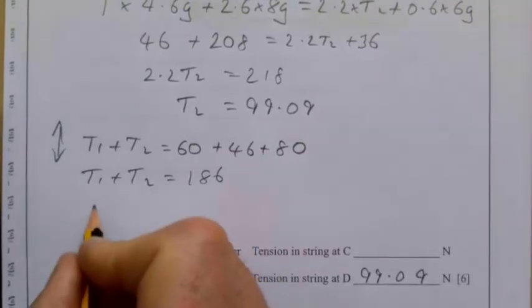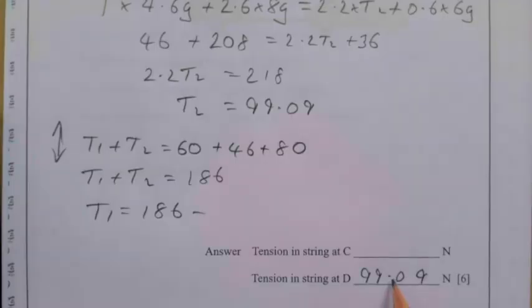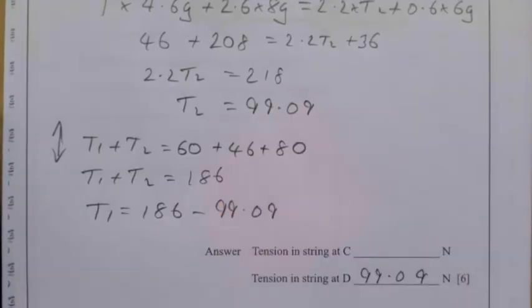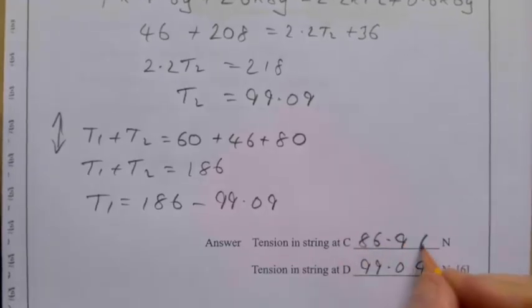And then that means the T1 that we want is 186, take away our 99.09. And that gives us 86.91. That's to 2 decimal places. Okay.